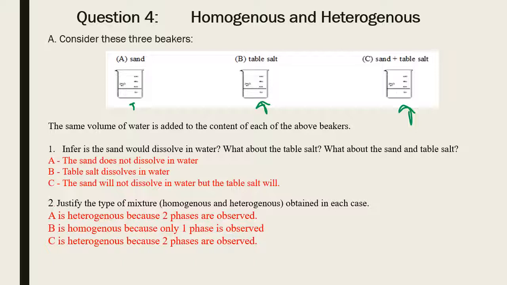B is homogeneous because only one phase is observed. Remember, the table salt dissolves in water. We can't see the salt separately and the water separately. We only see the water. So therefore, only one phase is observed, which is the water. So we call this homogeneous. While C is heterogeneous, because yes, the table salt does dissolve in the water, but we still can see the sand. So we can see two phases. Therefore, C is still a heterogeneous mixture.